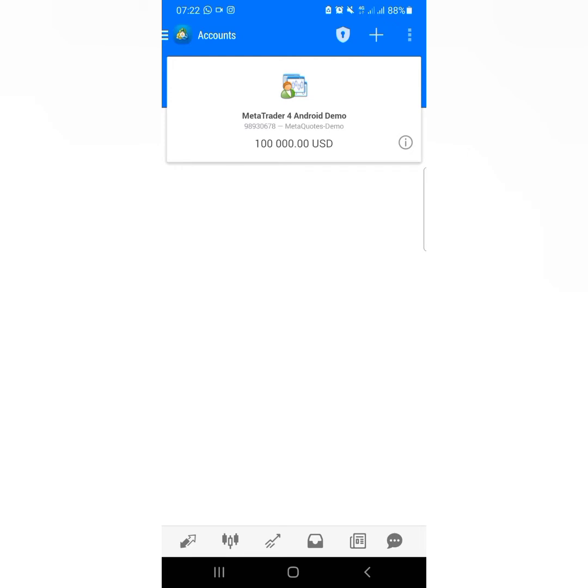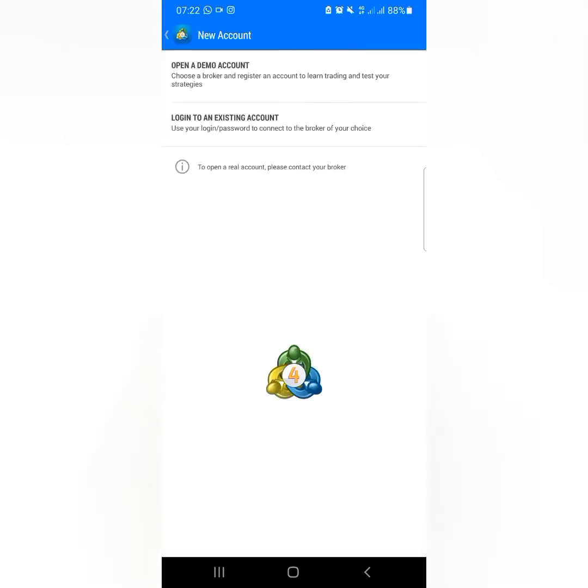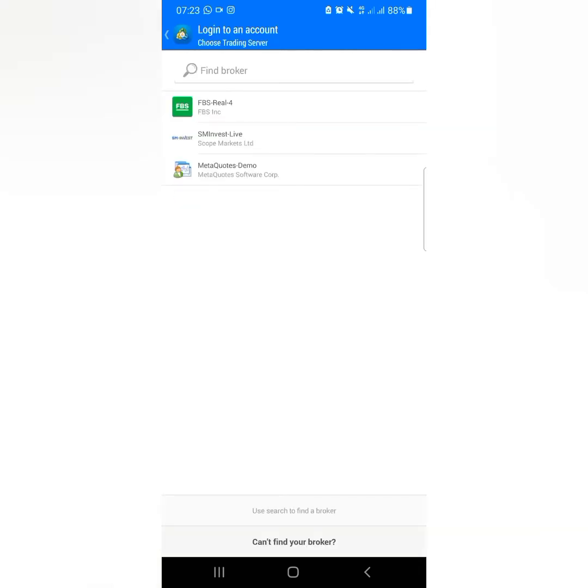Now you're going to see a plus sign at the top here. When you click and hold it, you see down below it says add account. That is where you log in. And remember, I told you to take note of the server and the login details, like the login ID and the password you created. So once you click on login to an existing account at all times, right?